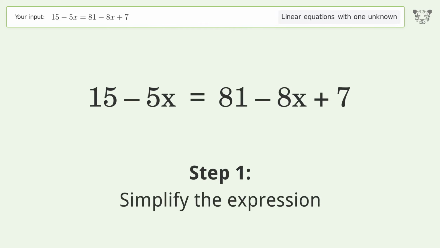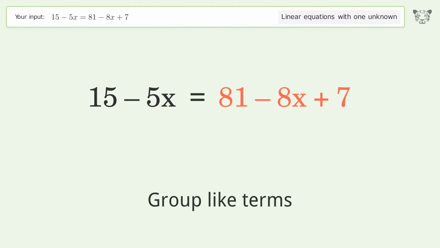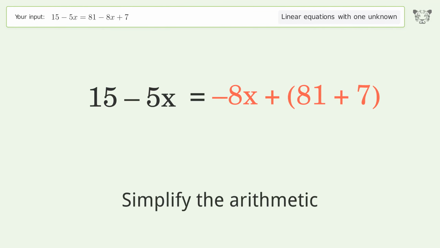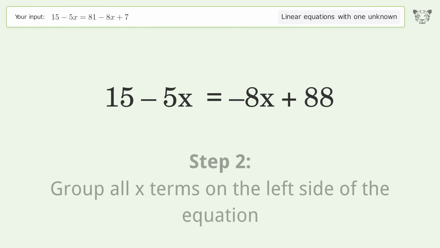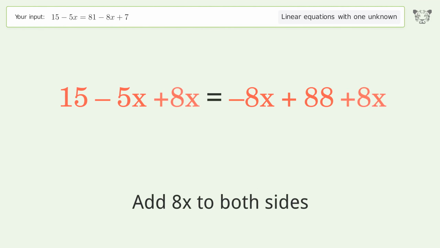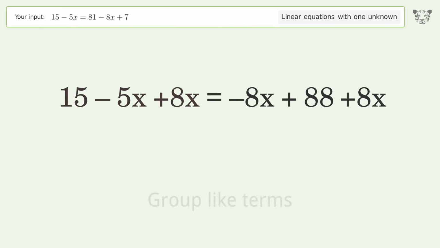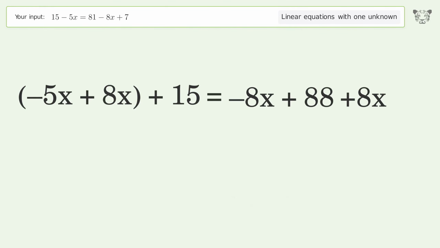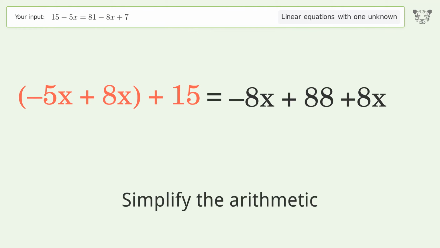Simplify the expression. Group like terms. Simplify the arithmetic. Group all x terms on the left side of the equation. Add 8x to both sides. Group like terms. Simplify the arithmetic.